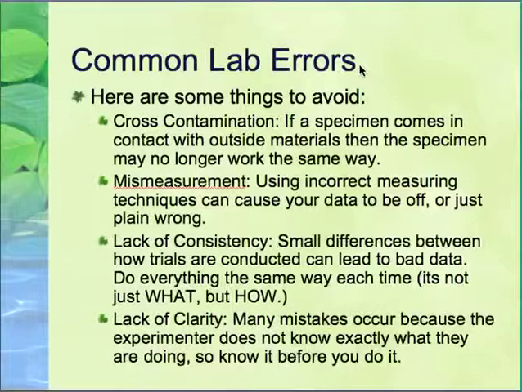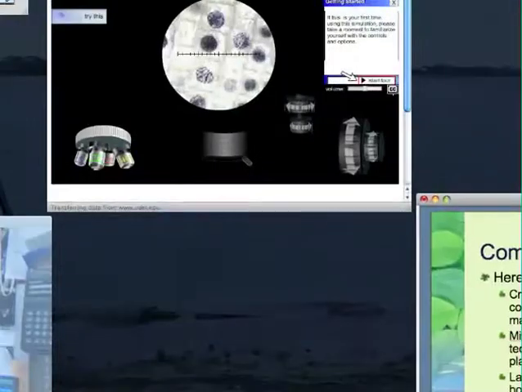First of all, cross-contamination. If a specimen comes in contact with something outside, then the specimen may no longer work in the same way. For example, if we are looking at several different slides of different creepy crawlies like euglena and amoeba, if you accidentally put a pipette with amoeba in the euglena, then you might see an amoeba when you're hoping to see a euglena, and then you're like, I don't know whether that's a paramecium, and oh, there's a new word, head explodes, and there you go.